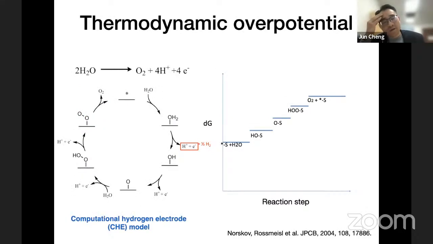That's the very well-known computational hydrogen electrode model developed by Professor Nørskov and Rossmeisl. I guess many of you already know, that's a very successful model developed in 2004. Just very quickly to explain this, we call it the thermodynamic overpotential model. In their model, they look at the water oxidation as a four-step coupled electron proton transfer process. In this case, just to show here, a dehydrogenation process from water to OH radical, then oxygen, OOH, dioxygen, and so on. So in each step, the electron and the proton are removed at the same time.